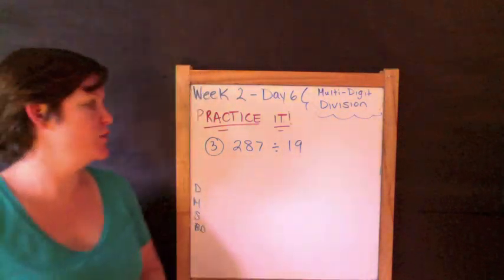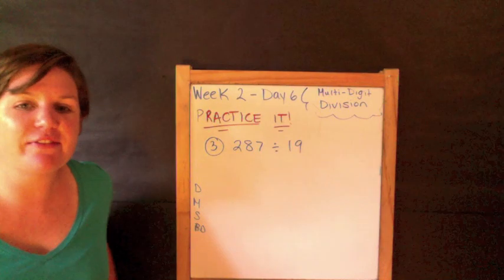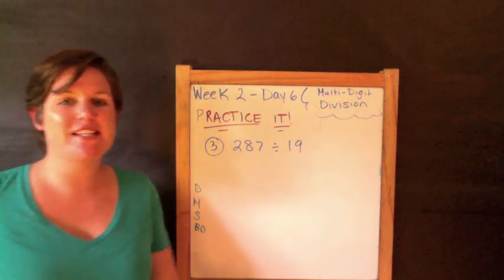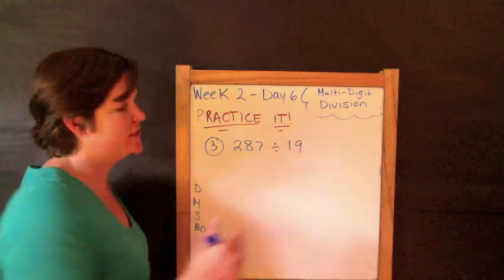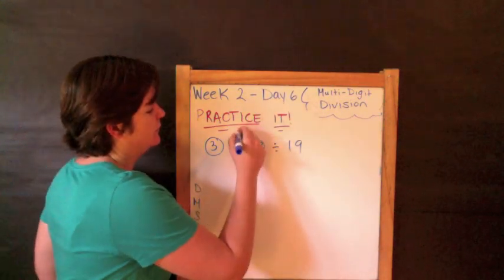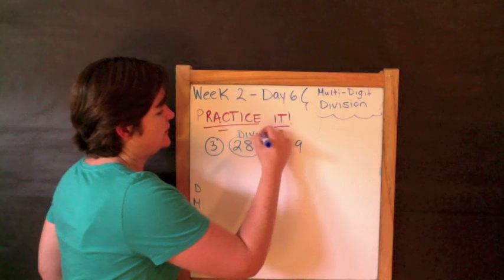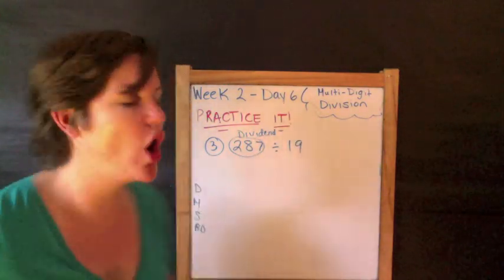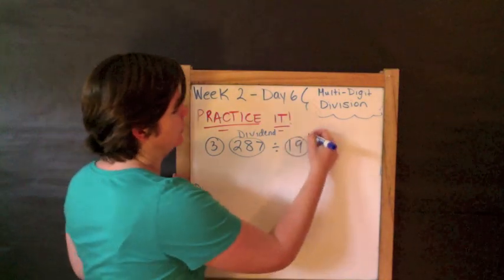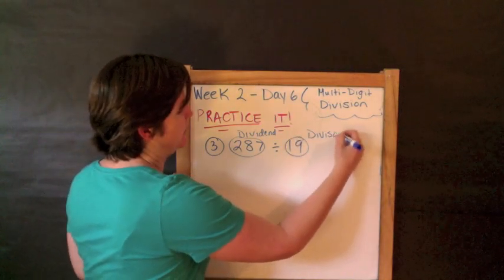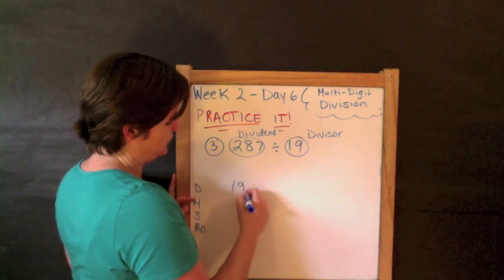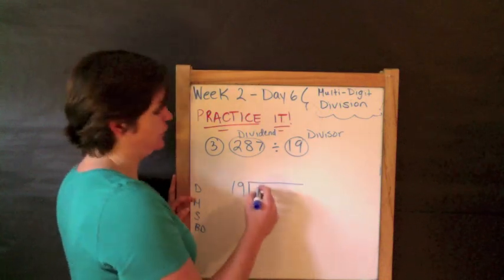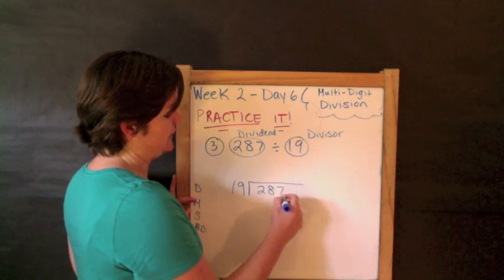Okay, all right, so we've got 287 divided by 19. 287 is known as the dividend. And the 19 is our divisor. Good. Okay, we stick our divisor over here, draw a little upside down half rectangle, and we put our dividend inside.